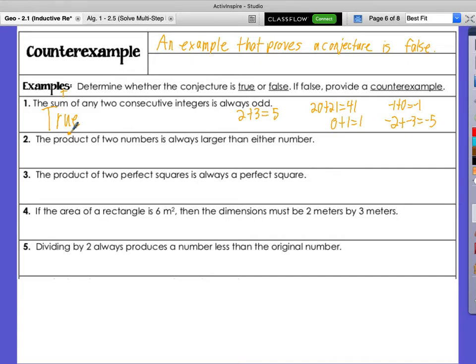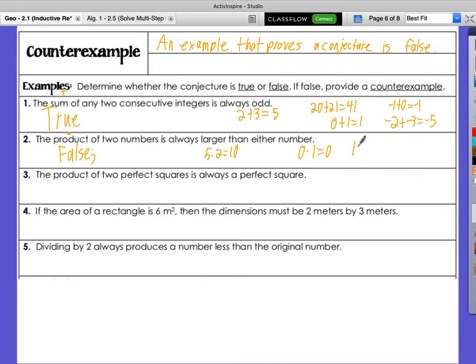I don't think it is because 0 times 1 is 0. Is 0 bigger than 0 and 1? No, so we already found a counterexample. Just because we have at least one time when it's wrong, it's false. If we even have one time when it's wrong, it's false. Now, 5 times 2, that's true because it's 10. But here, it's false.